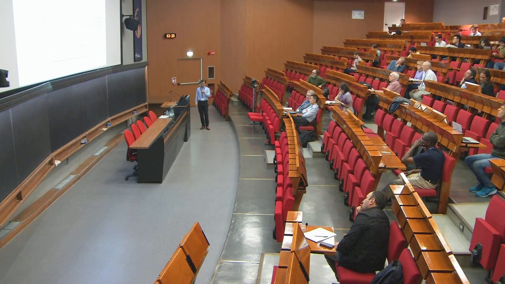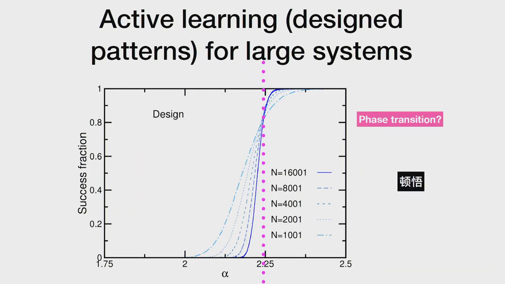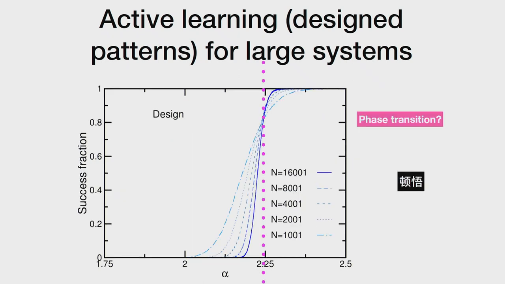But the key point is that, first, it now only needs a little bit more than two times the number of questions to make the relative error decrease to zero. And the other point is that, actually, in this active learning, the error will be exactly zero. It means it completely learns the teacher's signal.